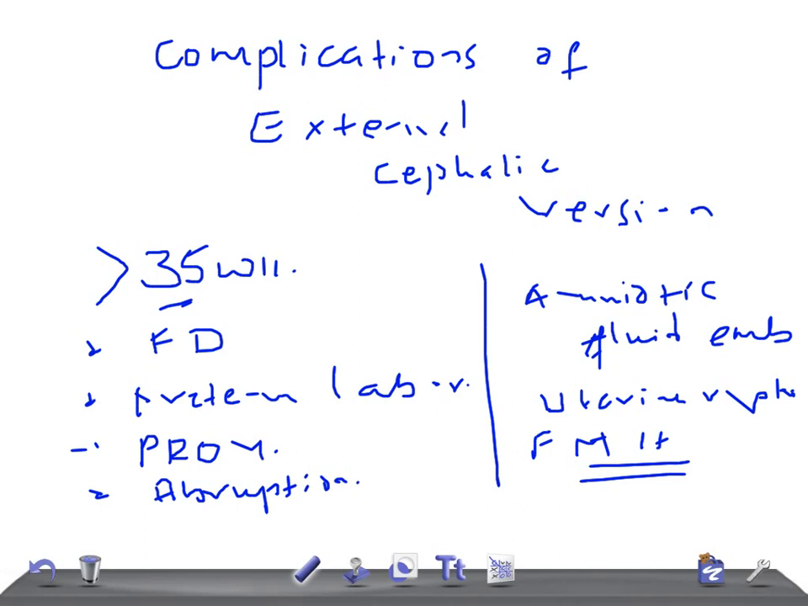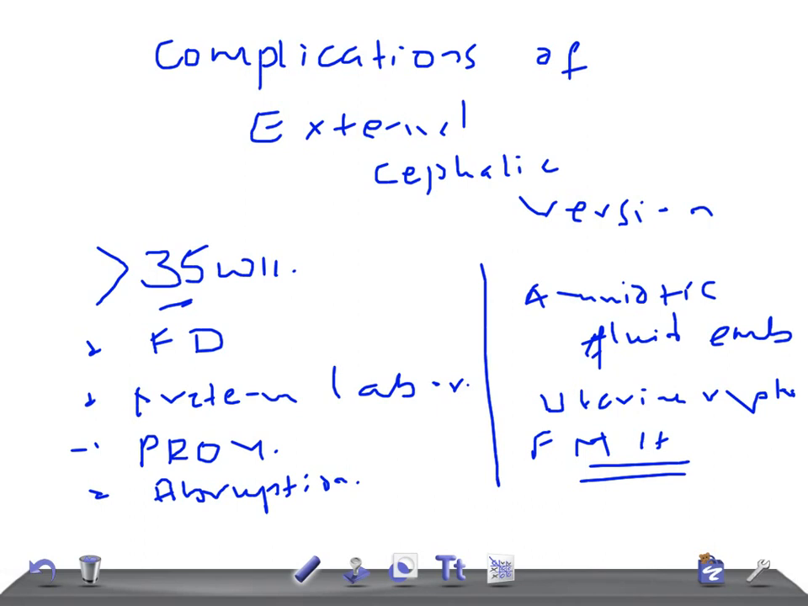Okay, so let me revise once again. What are the complications of ECV? Remember, ECV is a maneuver to bring a favorable cephalic pole into the lower pole of the uterus. It is done in a breech presentation or a transverse lie, and it's carried out after 35 weeks of gestation. Before the procedure, you should confirm adequate amniotic fluid by ultrasonography, and you have to take NST before and after the procedure.